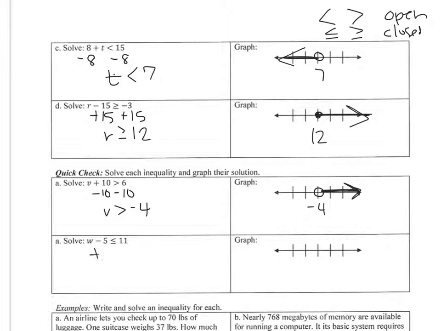Then this one, I add 5 to each side. So w is less than or equal to 11 plus 5, which is 16. You've got to make a closed dot at 16, and numbers that are less than go this way.